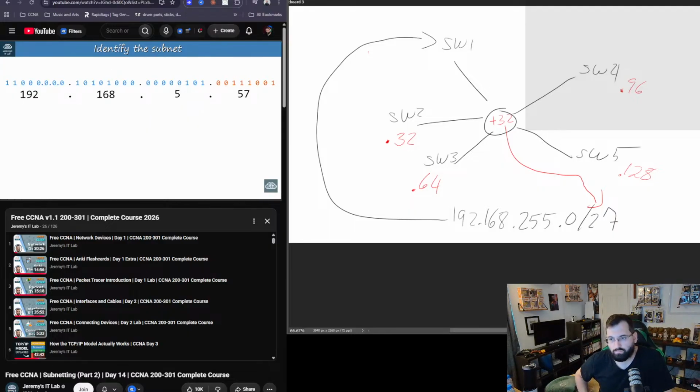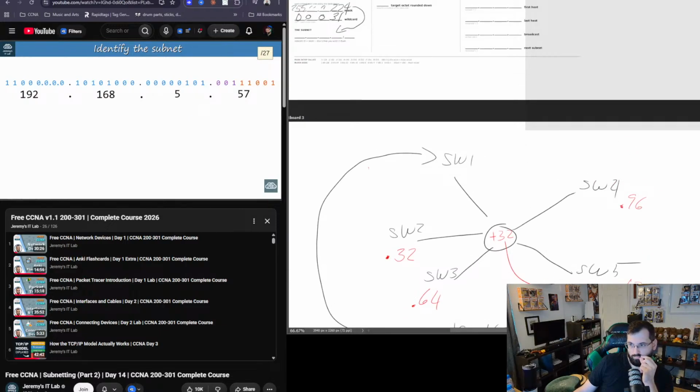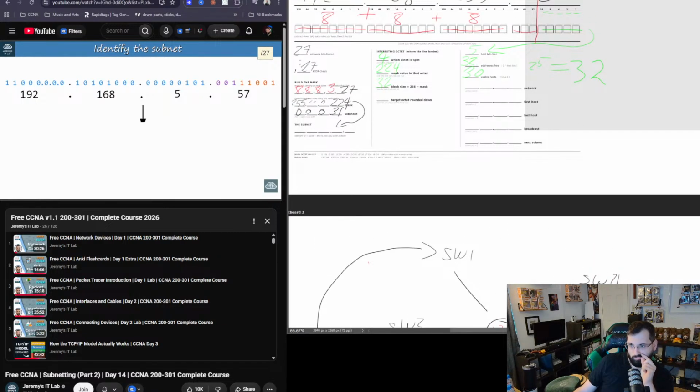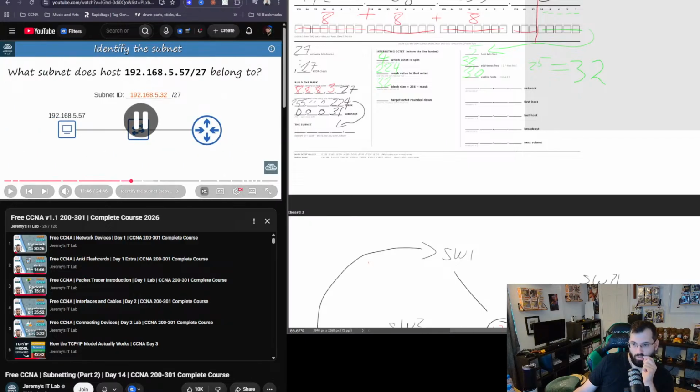Here's 192.168.5.57 in binary and dotted decimal. However, it's /27, so let's show the borrowed bits. These 3 purple bits are borrowed and added to the network portion. Now, to find the network address, we simply need to change all of the host bits to 0. Now, the last octet is 00100000. Change that back to dotted decimal, and you get 192.168.5.32.